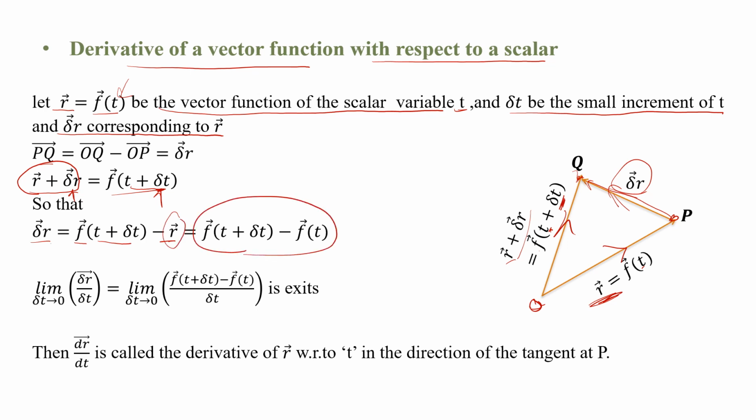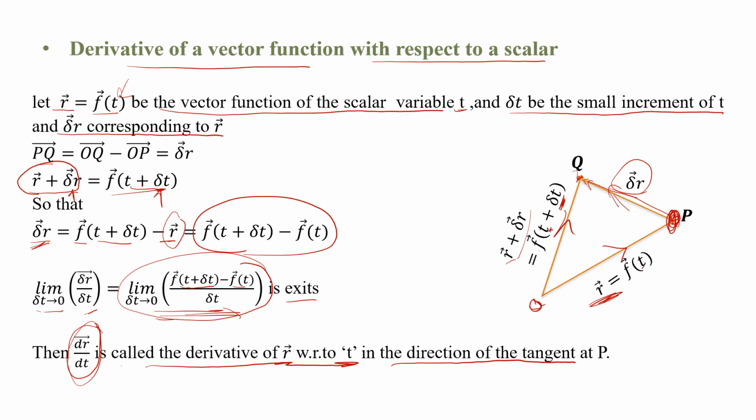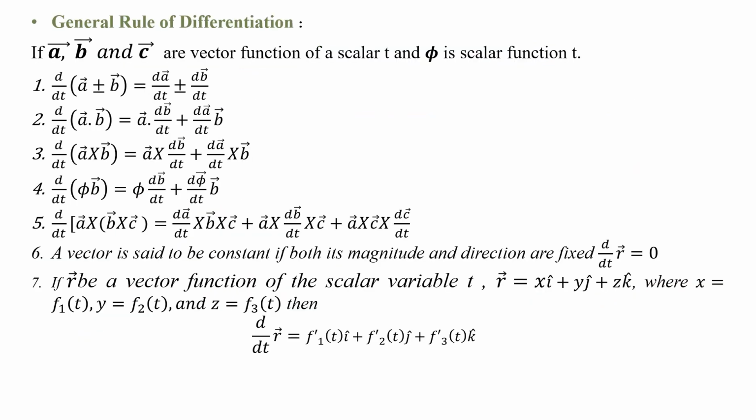Now if we divide the vector del r by del t and take the limit as del t tends to 0, we can write f of t plus del t minus f of t upon del t. If that limit exists, we say this is a derivative. So the vector dr by dt is the derivative of r with respect to t, in the direction of the tangent at the point p, representing the derivative of that vector r.